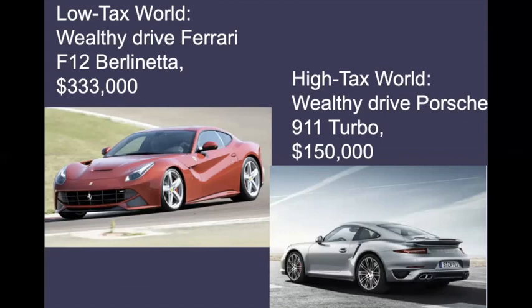In that world, wealthy drivers have a lot of after-tax income, and they buy the Ferrari Berlinetta. It costs $333,000. In the high tax world, let's imagine Norway or one of the Nordic countries, the high tax rates leave wealthy drivers with lower after-tax incomes, and so their choice is to buy the lowly Porsche 911 Turbo. That car costs only $150,000.